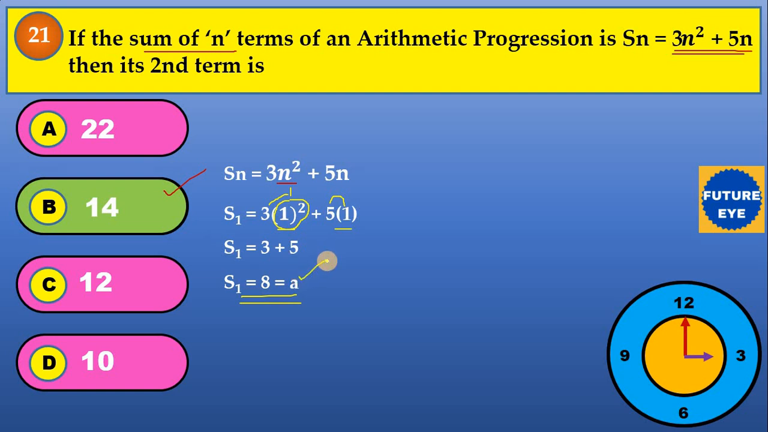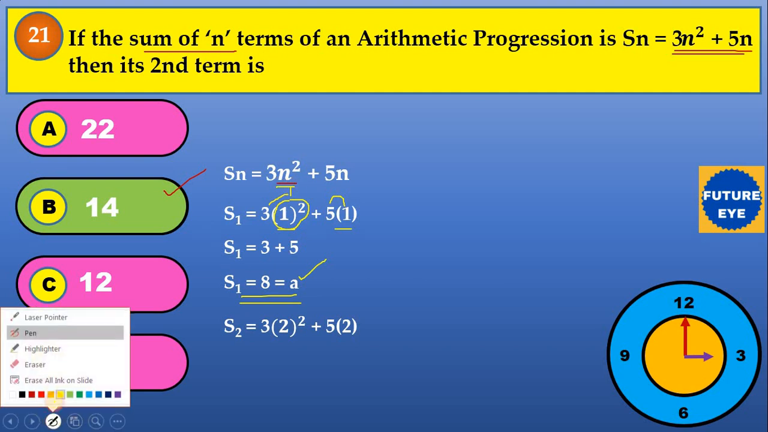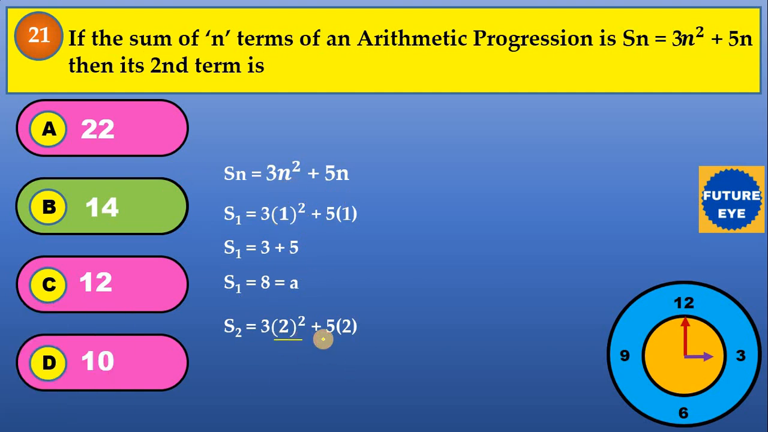Next we want to find S2. For that, in the place of n, we have to substitute 2. So 2 square plus 5 into 2. In place of 2 square we will get 4. So 3 multiplied by 4, we get 12, and 5 twos are 10. Now 12 added to 10, we get 22. So S2 is 22.